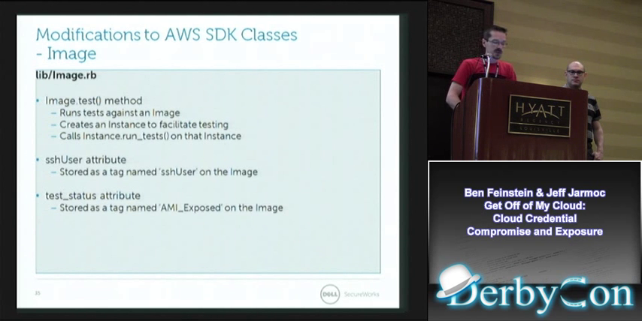There's an SSH user attribute that I added as a tag on the image. As I determine what the SSH username is, I store that as a tag associated with that image, so that if I run it again, I don't have to repeat all that. And then there's a test status attribute that updates the tag on EC2, so I can watch the tag change as images are scanned.